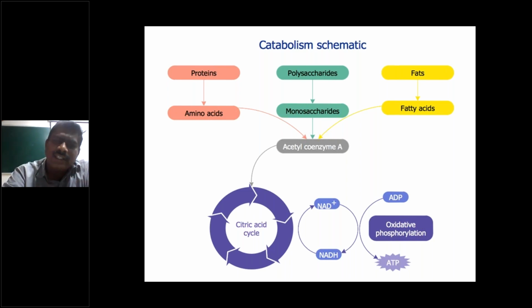This acetyl CoA enters the citric acid cycle. In the citric acid cycle, NADH is generated, and this NADH enters the electron transport chain, where oxidative phosphorylation takes place and ATPs are released. So ultimately, the purpose of taking food is to liberate energy, and that energy is liberated in the form of ATP.